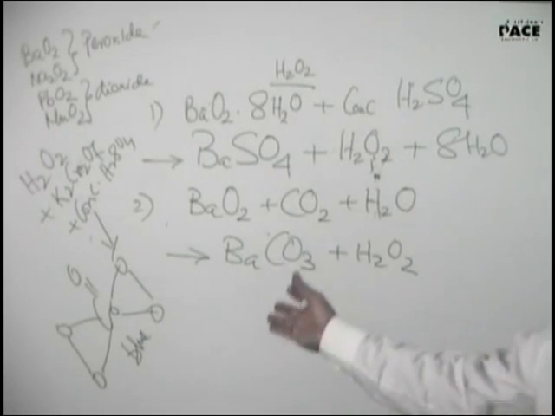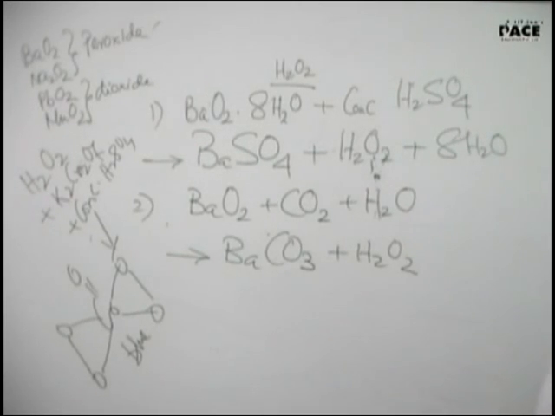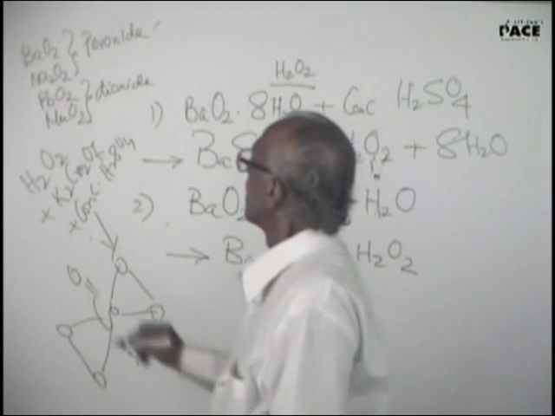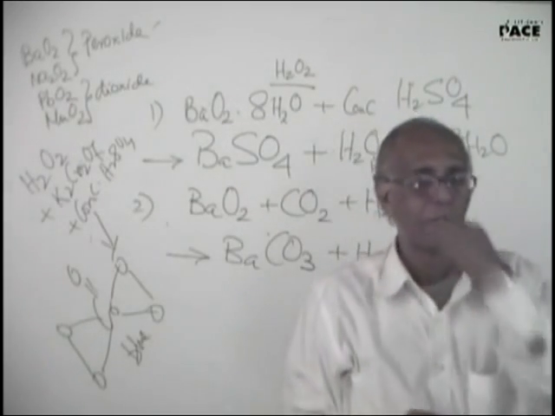Two hours back, I discussed this. Then how do I know hydrogen peroxide is present in the solution or not? I add potassium dichromate plus sulfuric acid, I get the deep blue color. And the blue color is due to peroxo-oxo complex of chromium 6. So, this is the difference.